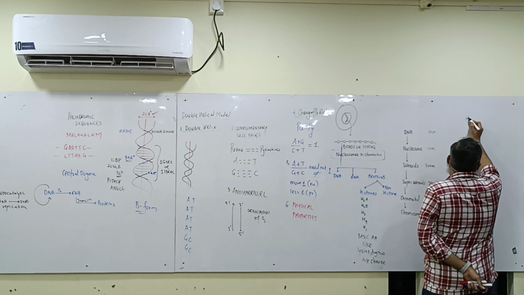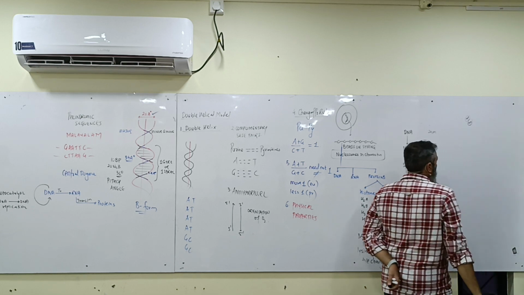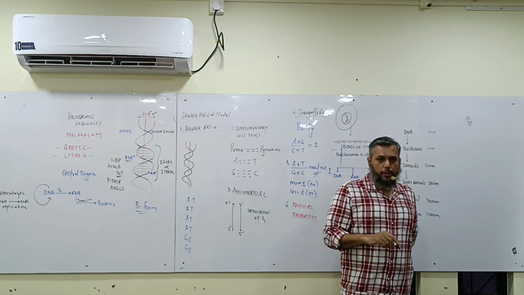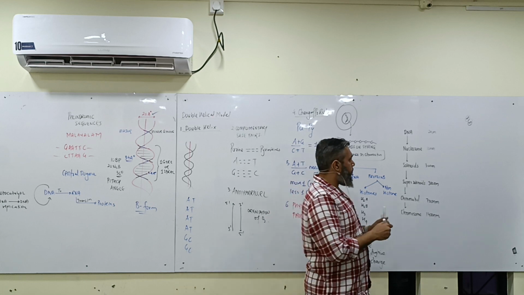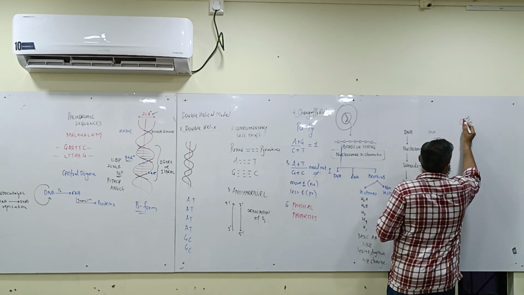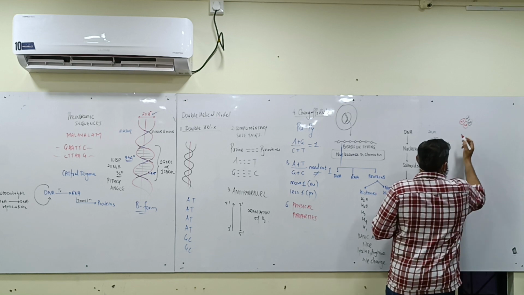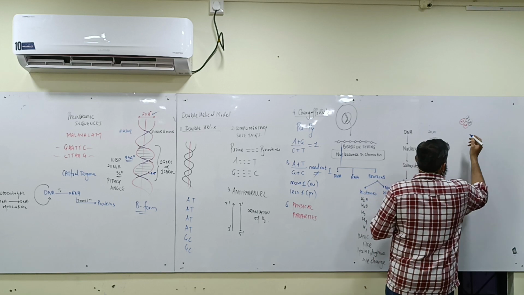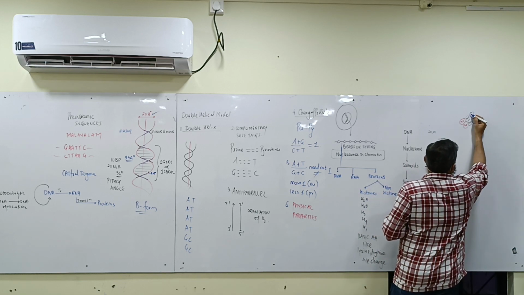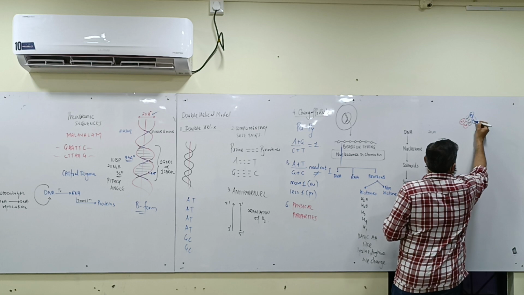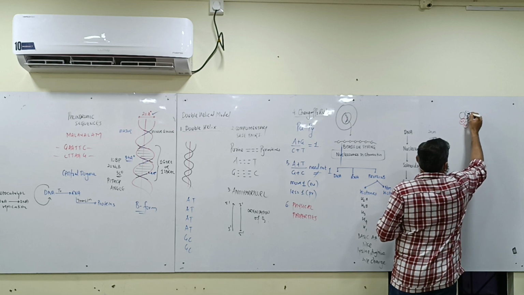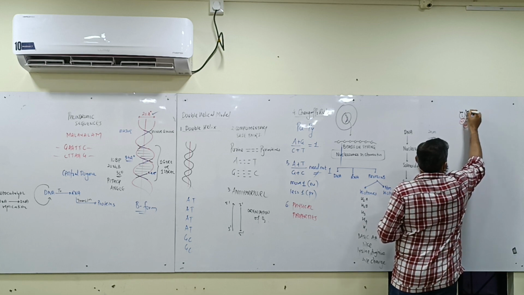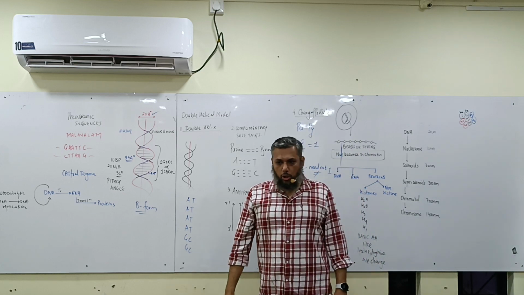Two molecules of H2A. Can everybody see? How many molecules? Two molecules of H2A, two molecules of H2B, another two molecules of H3, and two more molecules of H4. So total how many molecules, guys?